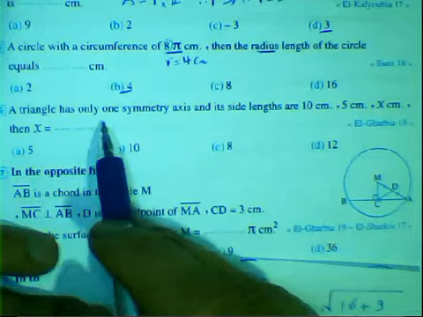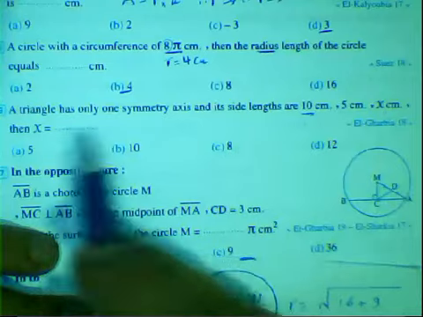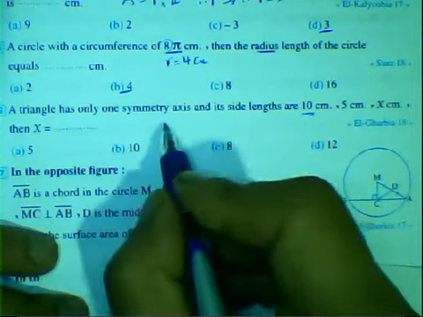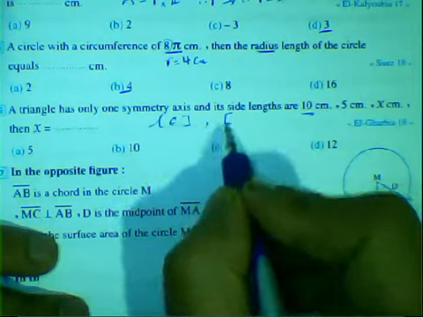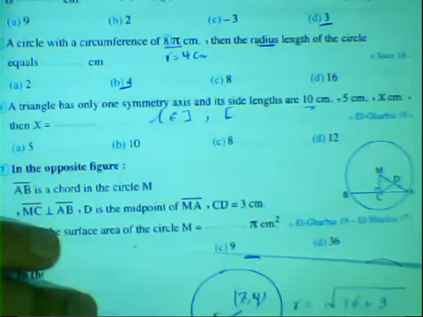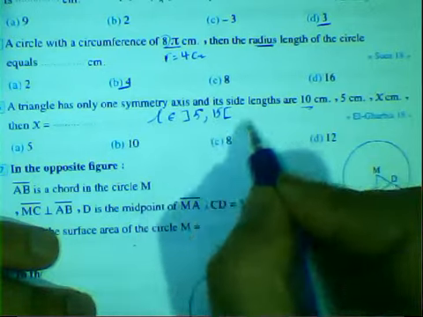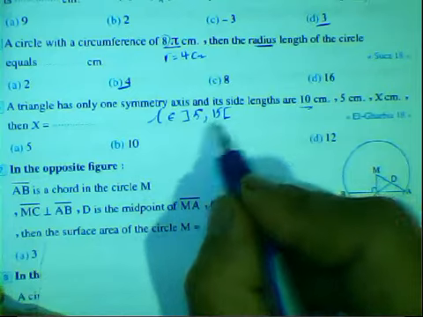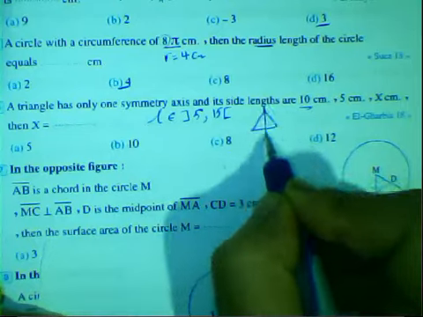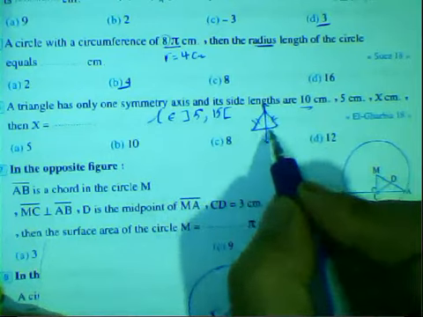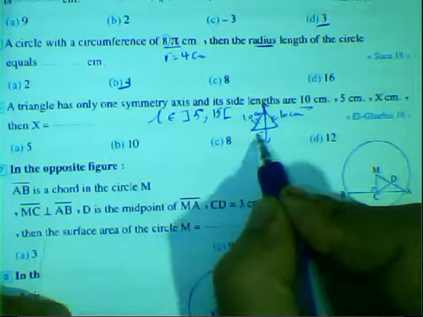A triangle has only one symmetric axis, and its side lengths are 10 centimeters and 5 centimeters and x, then x equals blank. We know the third line segment lies in the open interval between the difference of the two sides, 10 minus 5 equals 5, and the sum, 10 plus 5 equals 15. The length will lie between 5 and 15. We will choose 10 centimeters because we have one symmetry. It is an isosceles triangle, so the length will be 10 centimeters because 10 is more than 5.